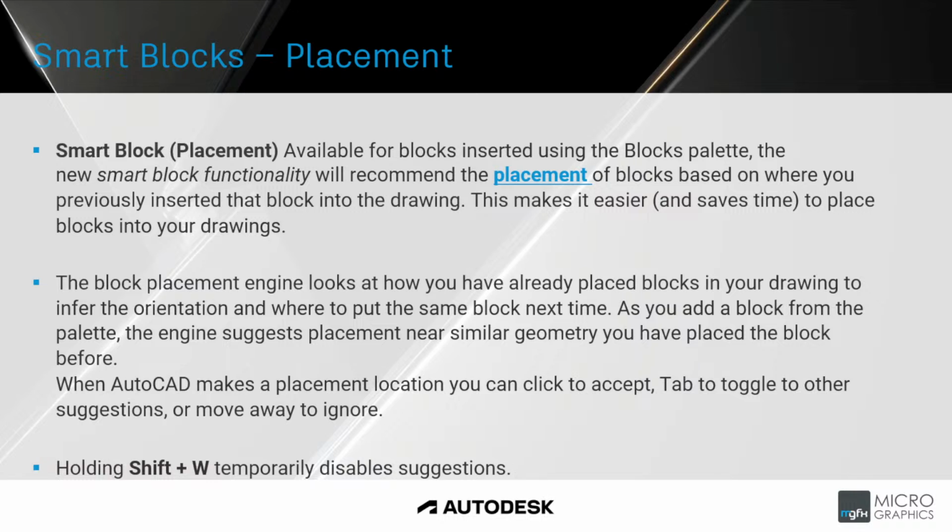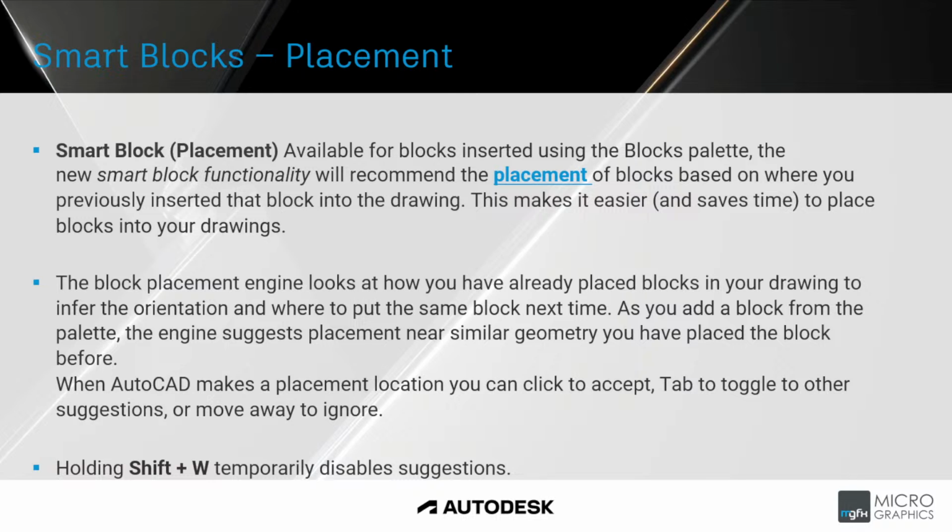The block placement engine looks at how you have already placed blocks in your drawing to infer the orientation and where to put the same block next time. As you add a block from the palette, the engine suggests placements near similar geometry where you have placed the block before. For example, you have already put a chair, a block, into the corner of a wall, two intersecting lines.